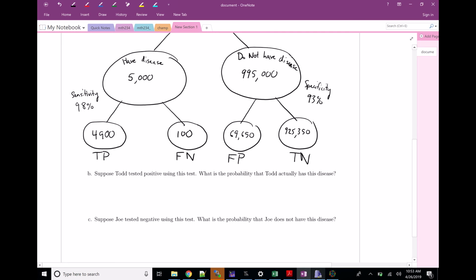And now we want to ask a question regarding this. So suppose Todd tested positive. So tested positive, notice that there's nothing in here if we're talking about the PPV or the NPV. So in this case, the tested positive, this is talking about the positive predictive value. We want the positive predictive value. What is the probability that Todd actually has the disease?